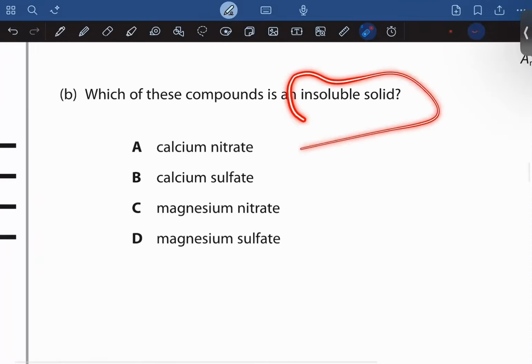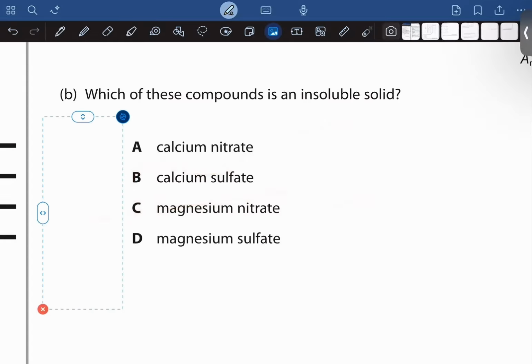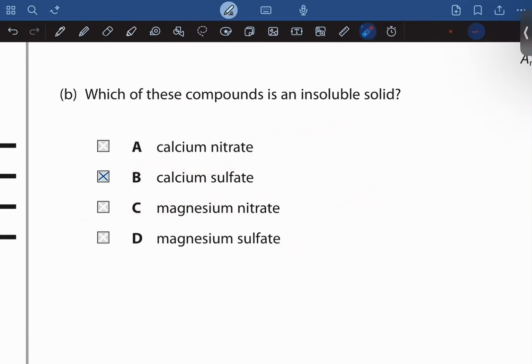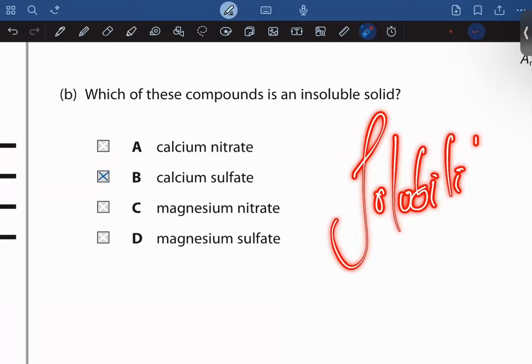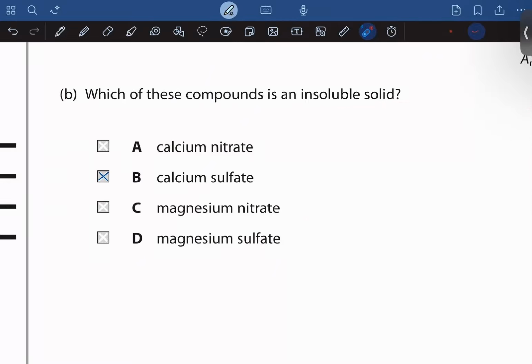Which of these compounds is an insoluble solid? Okay, so all of the nitrates are soluble. Calcium sulfate is not fully soluble. So yeah, this is an insoluble solid. Now you need to know the solubility chart. You could find this in your book. And if you still cannot find that in your book, then do let me know in the comment section below. Moving on.